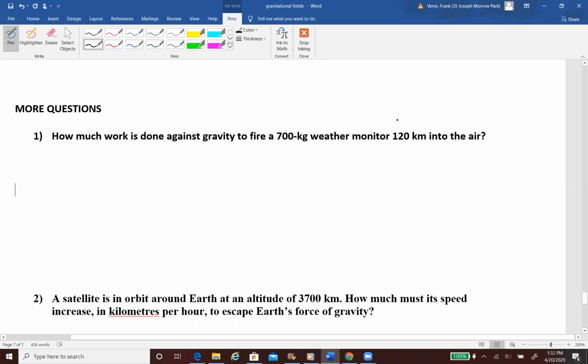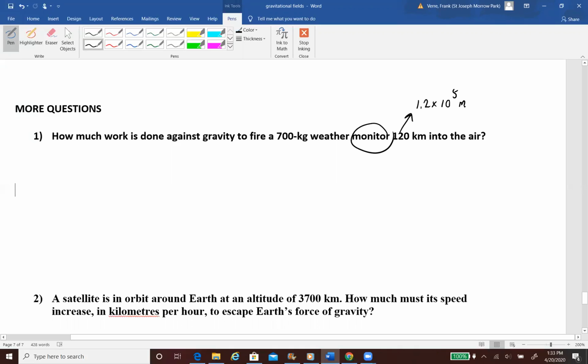Okay, just make sure my pen's working here. Okay. So first, I'm going to convert this to meters because this should be in meters. So I'm going to convert that to 1.2 times 10 to the 5 meters.